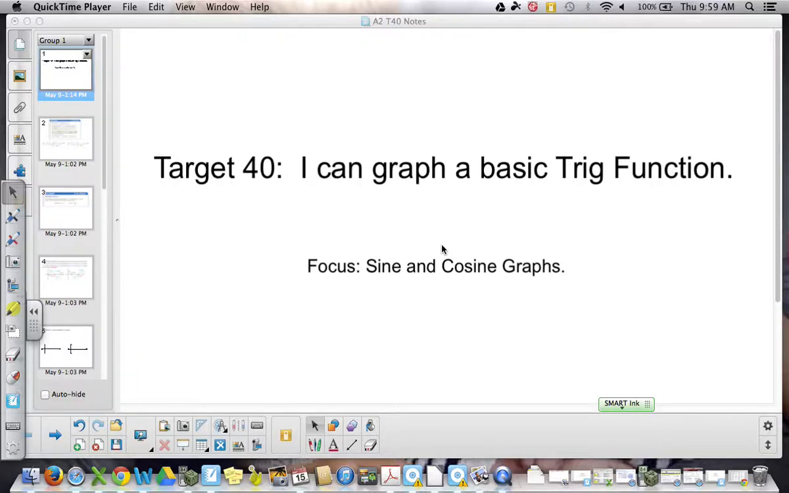Welcome to Algebra 2, Target 40. I can graph a basic trig function. We're going to be looking at the three basic trig functions of sine, cosine, and tangent, the graphs of those three functions in Target 40. In this first part of Target 40, we'll be focusing just on sine and cosine.